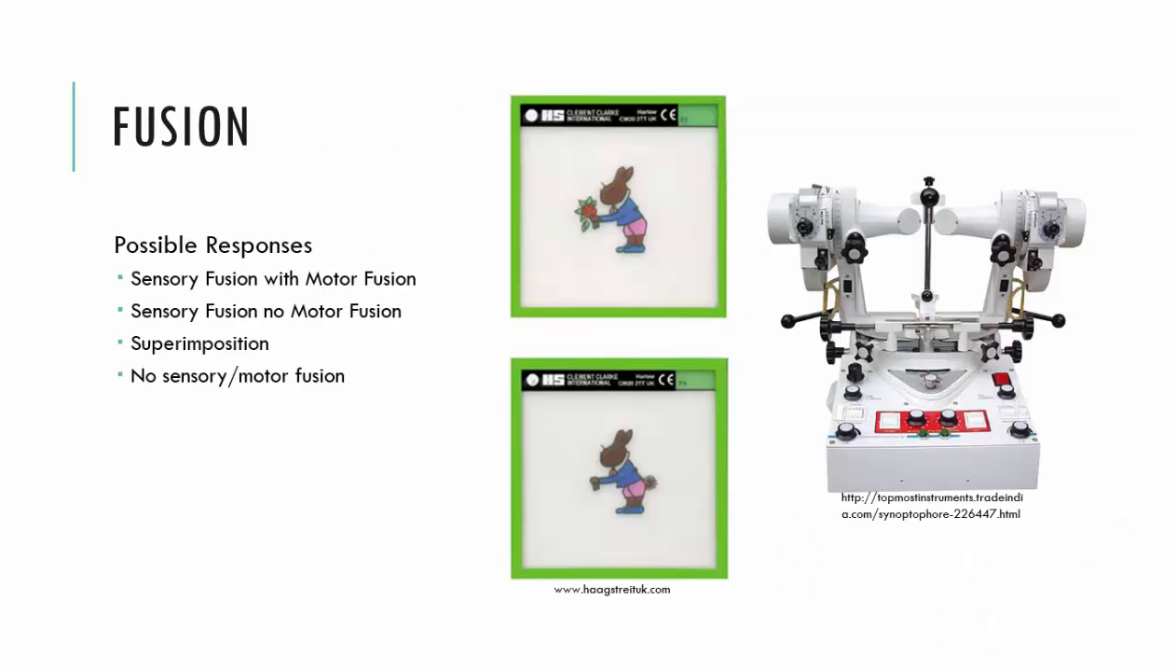Moving on to fusion, we can have several responses with these slides as well. And you'll recall that these slides allow us to detect sensory fusion and motor fusion. And using these slides, the rabbit, if the patient has sensory fusion, they'll be able to fuse the rabbits into one. And if they have one rabbit that's fused, they'll see the flowers and the tail. So one rabbit with flowers and a tail.